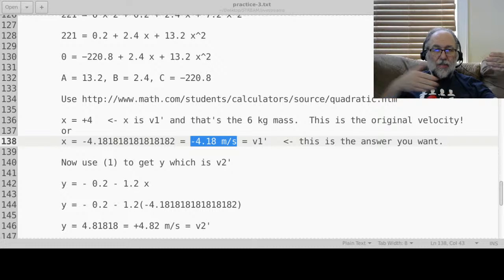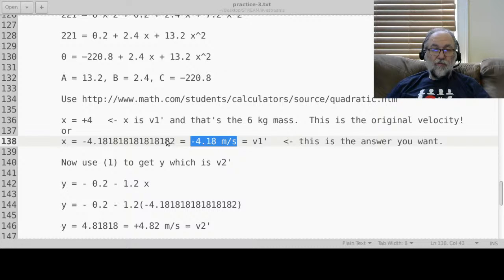Well, the 6 kilogram mass is moving to the right. This is the 6 kilogram mass here. It's moving to the right, and after the collision, it's moving to the left. And that's right. It was positive first, and then it becomes negative. Okay, so at least the direction is right. So there you go. We've got one of the velocities.